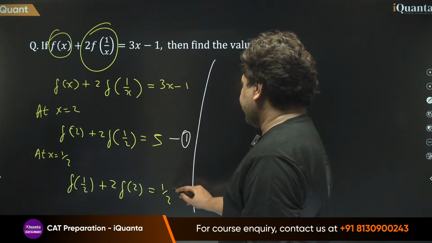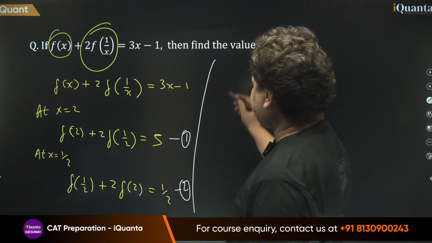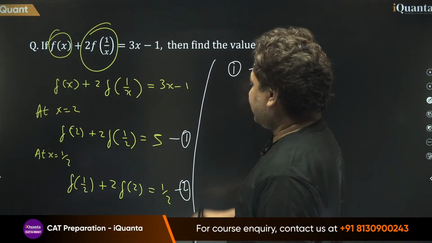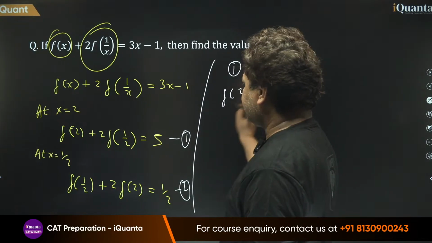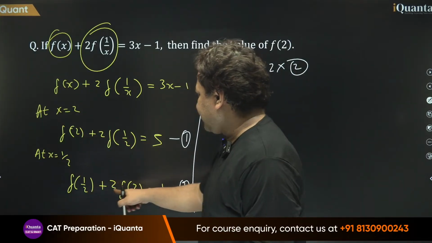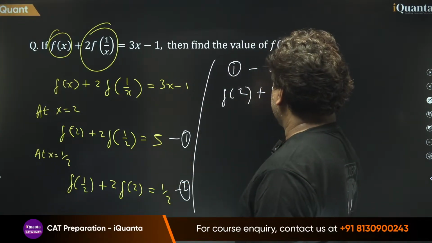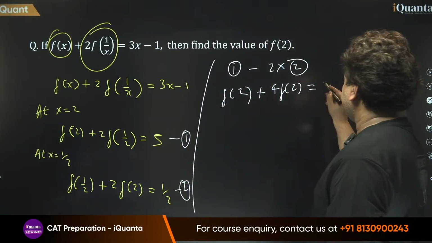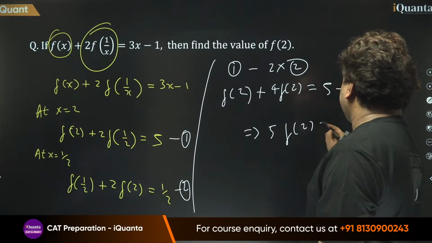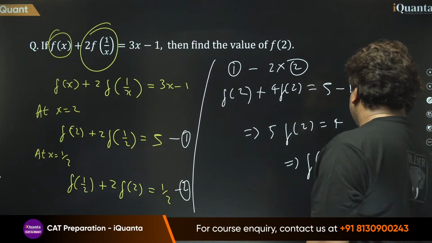Equation 1, equation 2, I need to eliminate what? I need to eliminate f(1 by 2). So I'll just subtract twice of equation 2 from 1. If I do that, I'll get f(2), ये 2f(2) इसके twice से minus हो जाएगा. So f(2) plus 4f(2) is equal to 5 minus 1. That means 5 times f(2) will be equal to 4, or I can say f(2) is equal to 4 by 5.